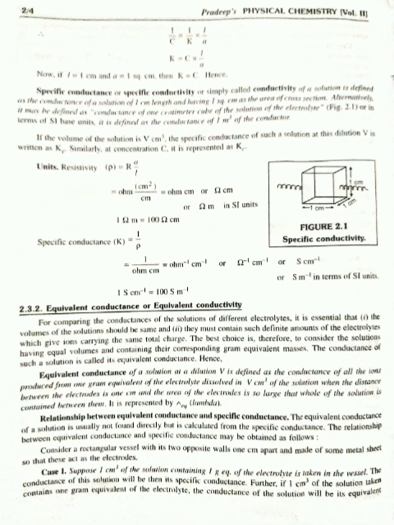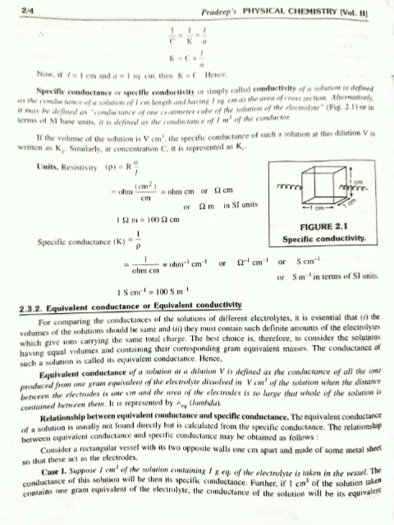If the volume of the solution is V centimeter cube, the specific conductance of such a solution at this dilution V is written as Kv. Similarly, at concentration C, it is represented as Kc. Units: resistivity rho is equal to Ra upon L, which is ohm centimeter square upon centimeter, equal to ohm centimeter, or ohm meter in SI units. 1 ohm meter is equal to 100 ohm centimeter.